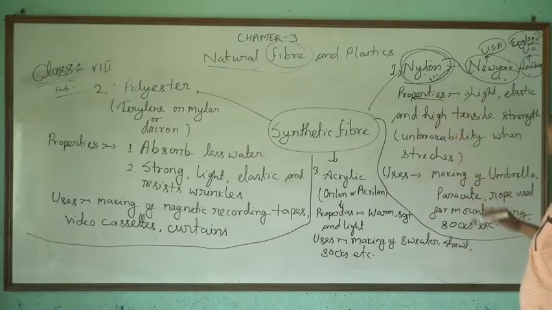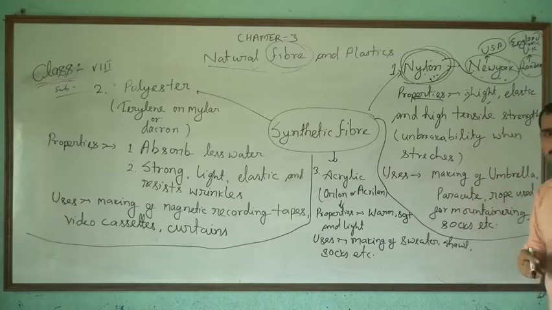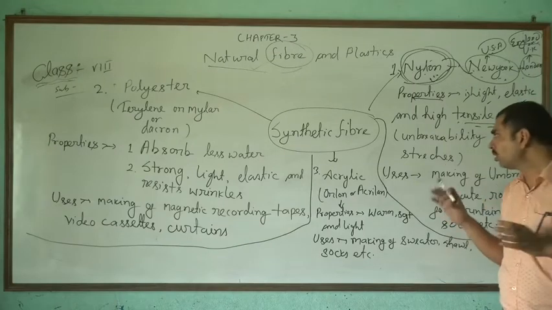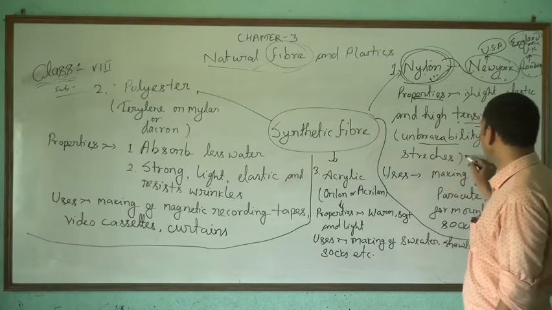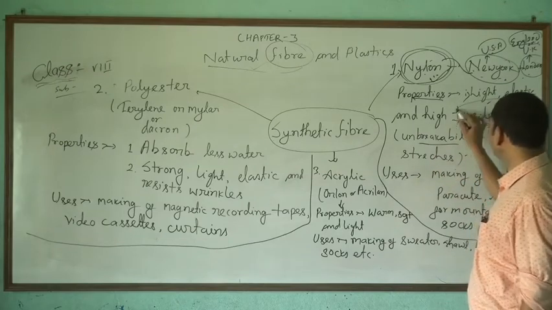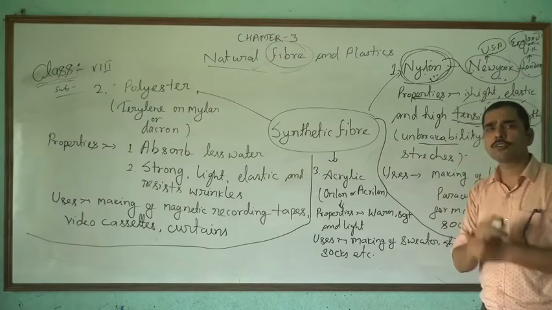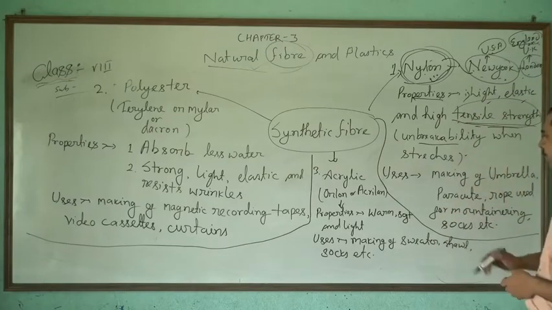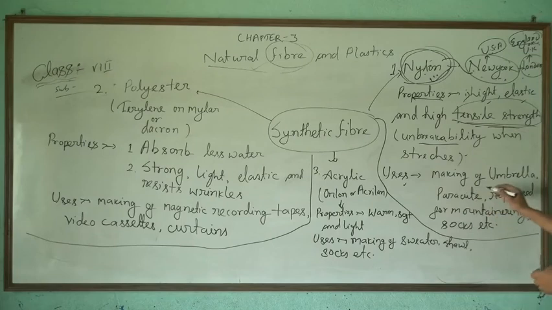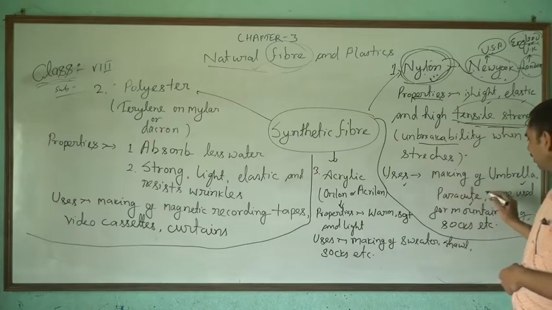The properties of nylon: it is light, elastic and has high tensile strength. What is tensile strength? When we stress anything, its unbreakability is measured in terms of tensile strength. Uses: making of umbrellas, parachutes, and ropes used in mountain climbing. These are the uses of nylon.